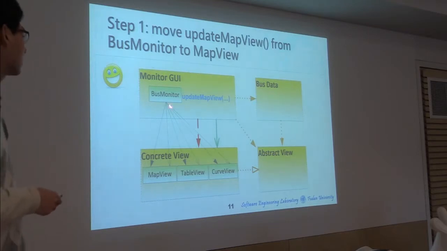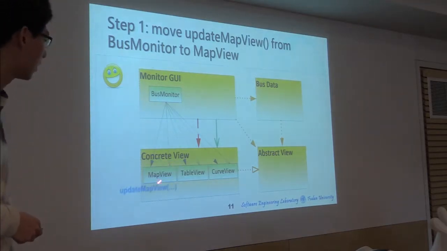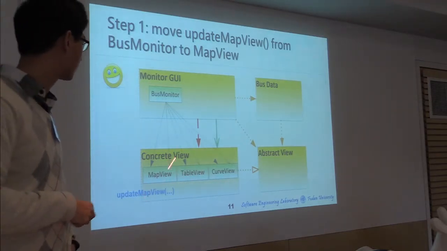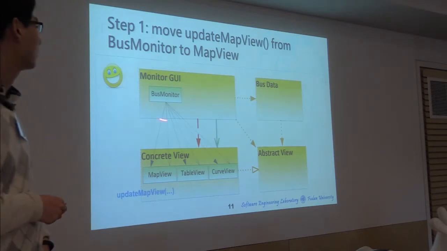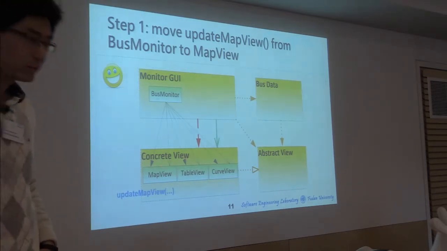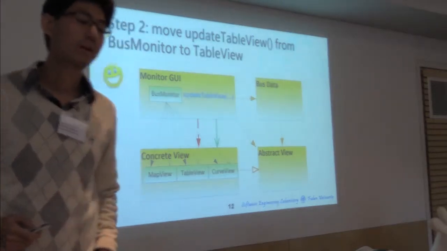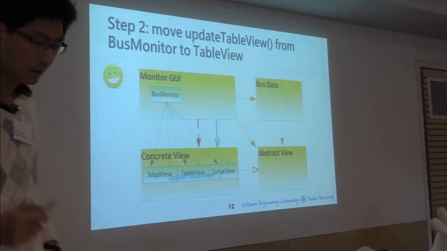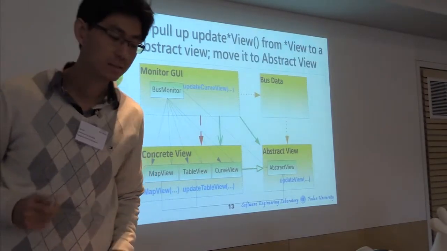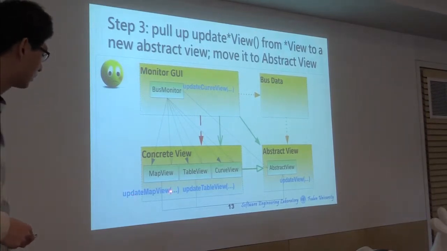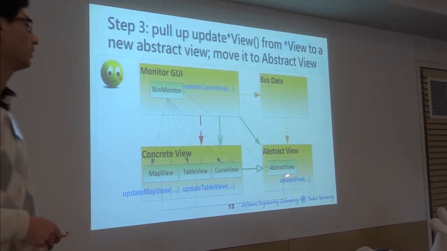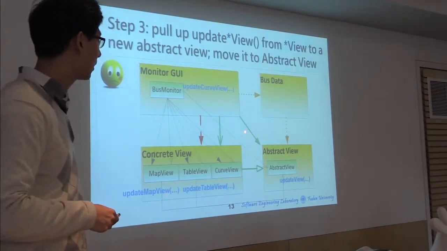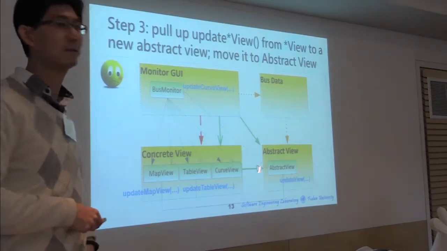The reason is simple. Because such a method involves a lot of methods in the map view. Therefore, moving such a method will release the dependencies from the GUI module to the concrete module. For similar reasons, the refactoring navigator then suggests moving the update table view to the table view. On the third step, it is going to suggest moving these 2 update methods and pulling them up to an abstract view. The reason is also simple. Because making such a pull up can fill the gap of 2 missing dependencies.